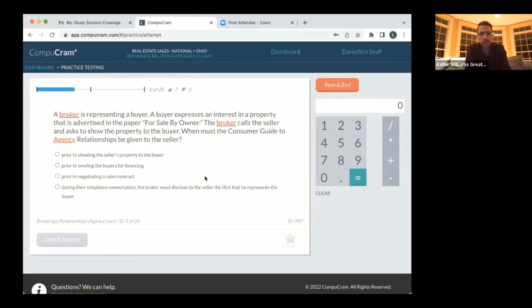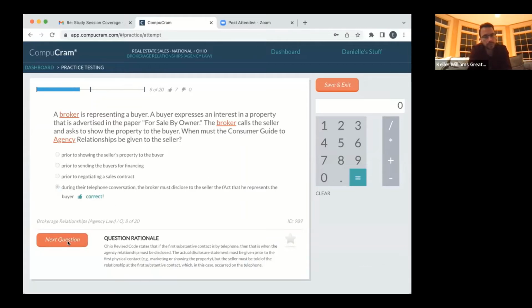A broker is representing a buyer. A buyer expresses an interest in a property that is advertised in the paper for sale by owner. The broker calls the seller and asks to show the property to the buyer. When must the consumer guide to agency relationships be given to the seller? A, prior to showing the seller's property to the buyer. B, prior to sending the buyers for financing. C, prior to negotiating a sales contract. Or D, during the telephone conversation, the broker must disclose to the seller the fact that he represents the buyer. D is correct.